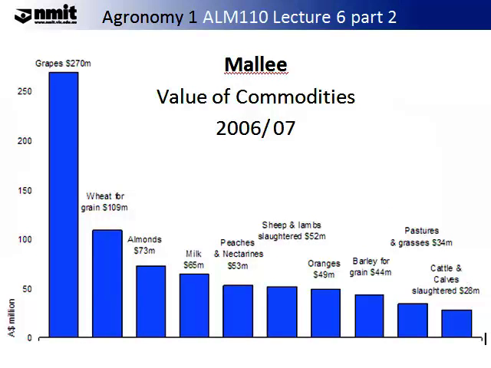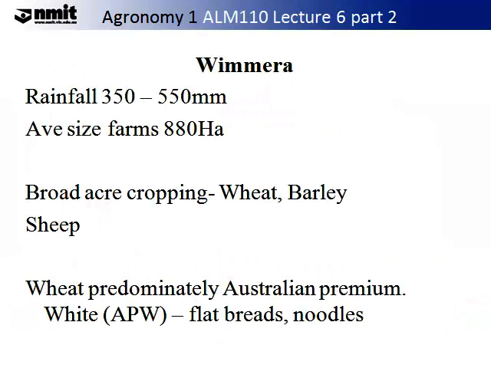Based on the commodities value in 2006-2007, the largest value crop is grapes, worth 270 million in this area. This is followed by wheat grain, worth 109 million, then almonds at 73 million, and milk at 65. Other crops that are present are peaches, nectarine, sheep and lambs, oranges, barley for grain, pastures and grasses, and cattle and calves. Now let us move on to the Wimmera.